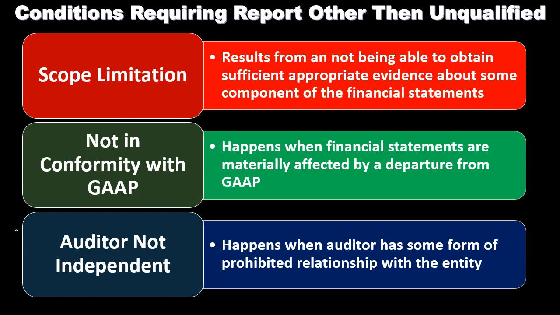Auditor not independent happens when the auditor has some form of prohibited relationship with the entity. Independence is going to be a key component when we're putting the audit together, and it needs to be independent specifically in terms of the relationship of the auditor and the client. In other words, independence isn't just about the way we conduct the audit. We also want to have appearance of independence, because remember that the audit is geared towards an independent third party.